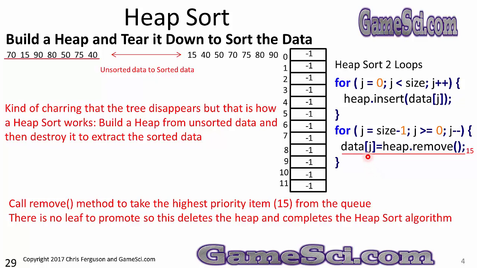J is moving backwards, so j is now 0. 15 goes into slot 0 of the array, and you can see I have sorted data. I went from this unsorted data to this sorted data. Kind of jarring that the tree disappears, but that's how a heap sort works. Build a heap from unsorted data, then destroy it to extract the sorted data.